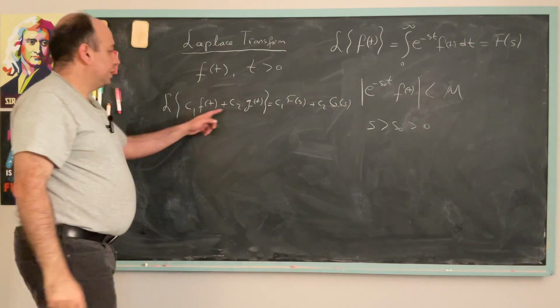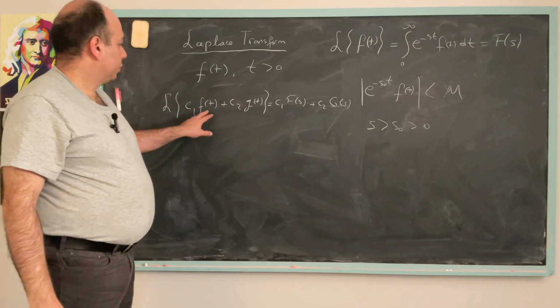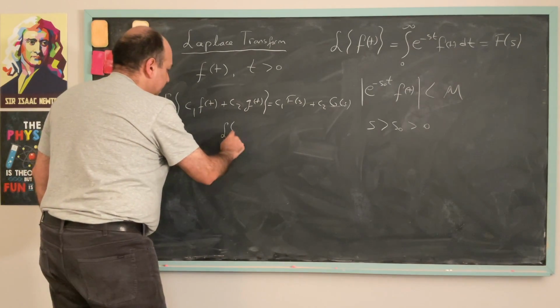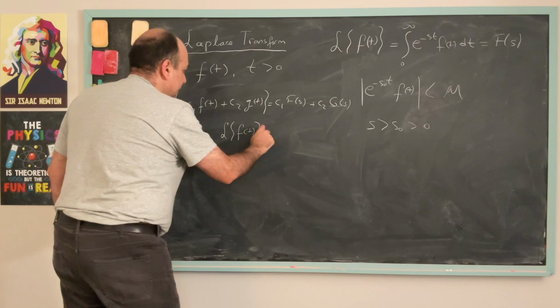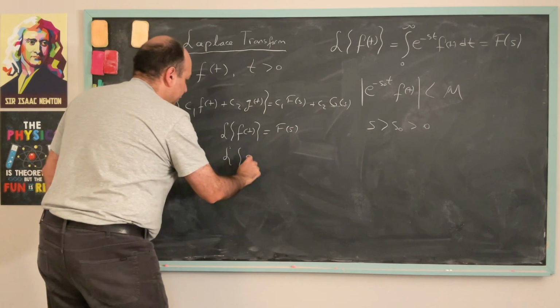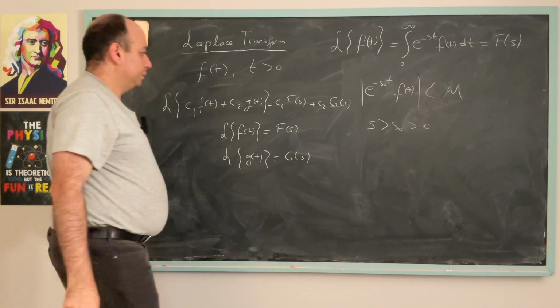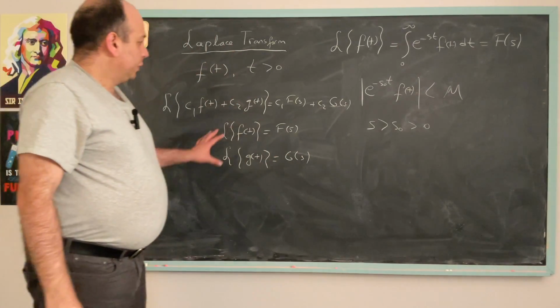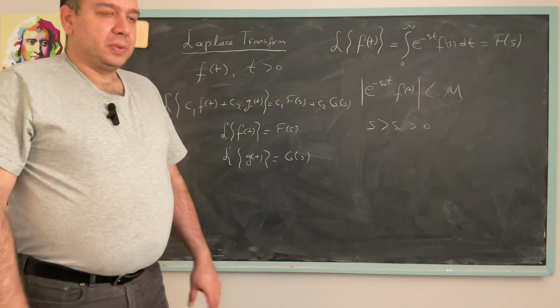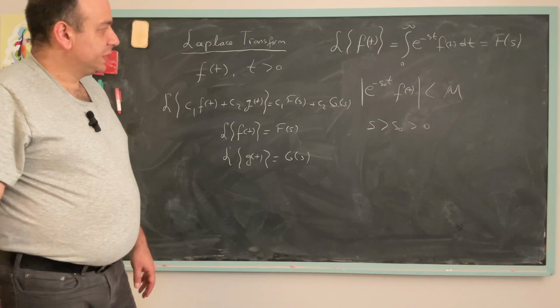So here C1 and C2 are two constants, and f of s is the Laplace transform of f of t. So the Laplace transform of f of t is defined as f of s, and the Laplace transform of g of t is simply equal to g of s. Okay. So we will be using this linearity property in solving some of the problems.